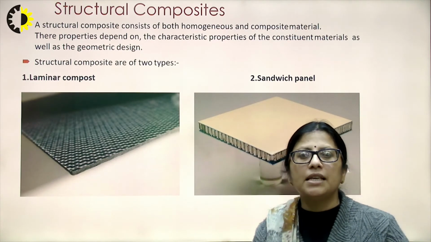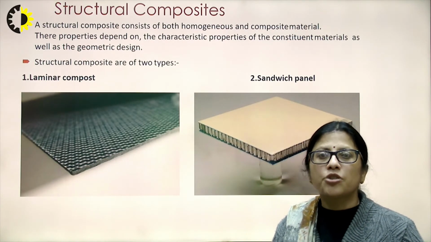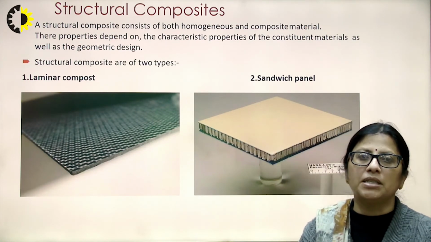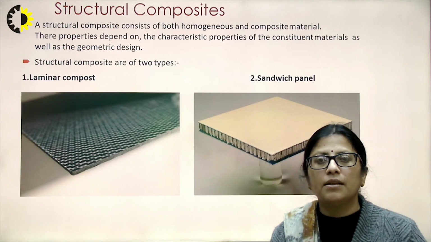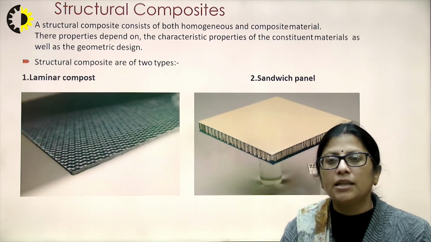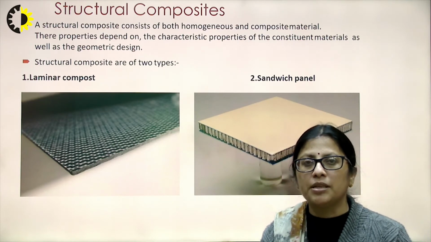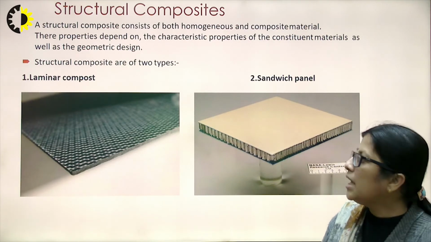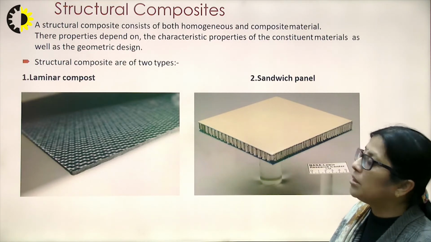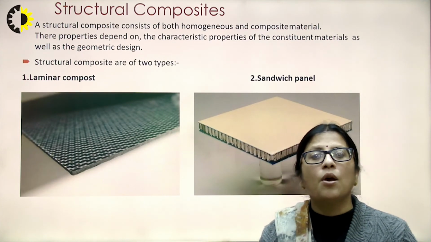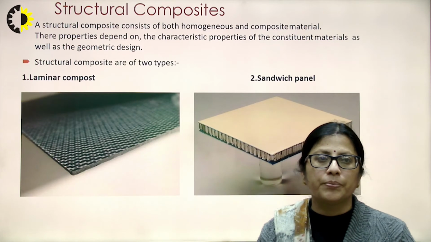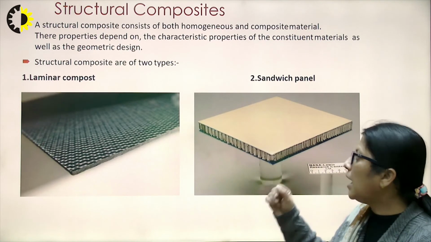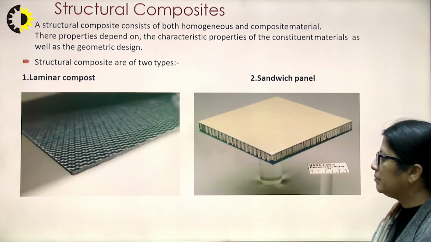Now, the next type is the structural composites. A structural composite consists of both homogeneous and composite material. So the properties of this type of material depend on the characteristic properties of the constituent materials as well as the geometric design. Here the properties are going to depend upon the material that we are using as well as what design we are going to use. These structural composites are of two types, laminar composites and the sandwich panel.